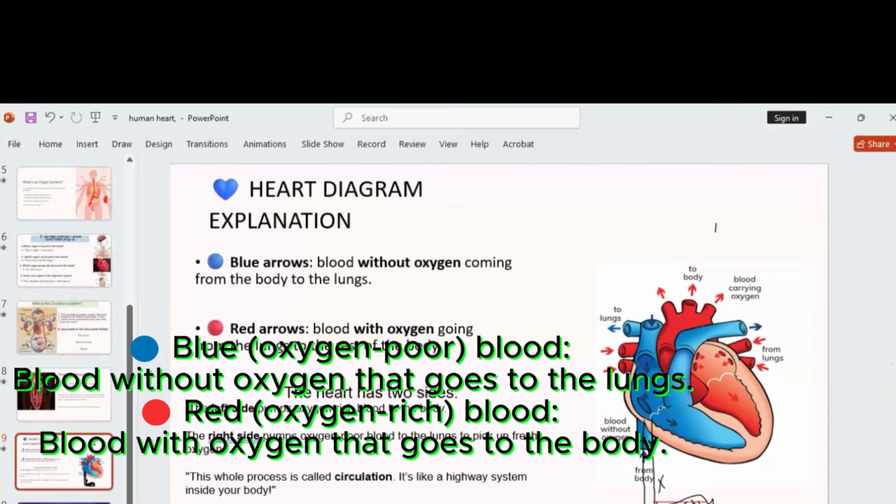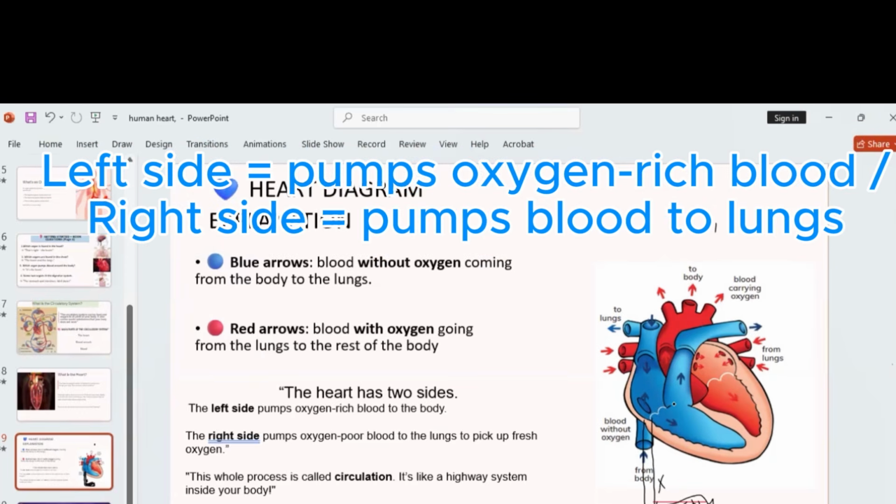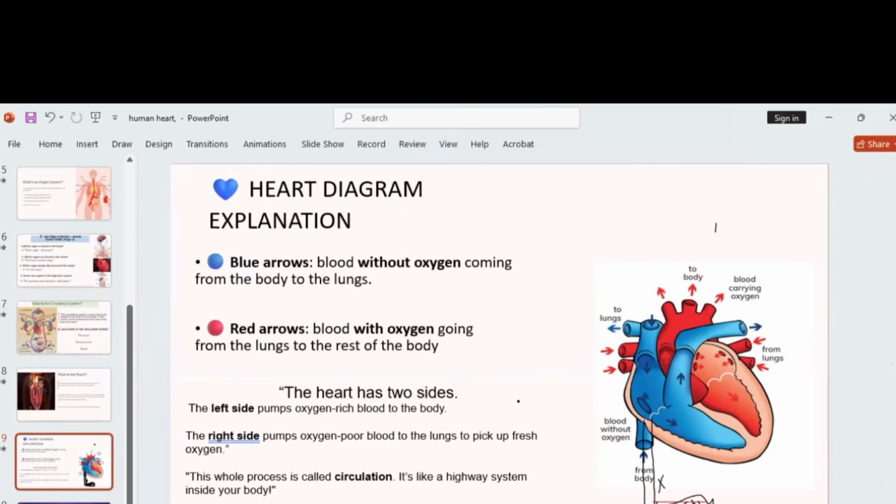So in the diagram, always when you see this part, you can understand these parts are the parts with what? Without oxygen. And this part is the what? Right side. This part is the right side, and this part is the left side. So the right side always pumps blood to the lungs to get what? Oxygen. So this part is without oxygen, coming from your body to your heart. Now the heart is pumping blood to where? It is pumping blood to your lungs.